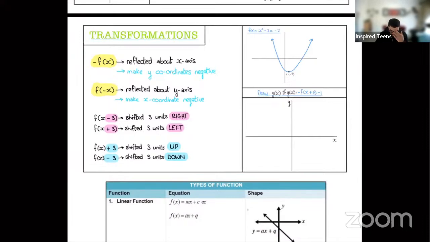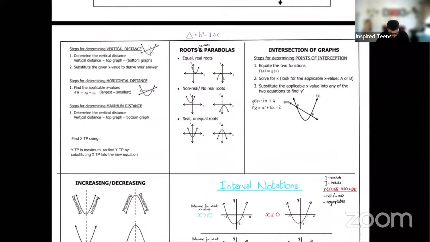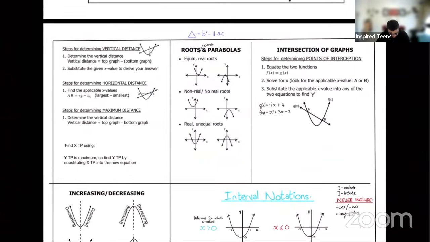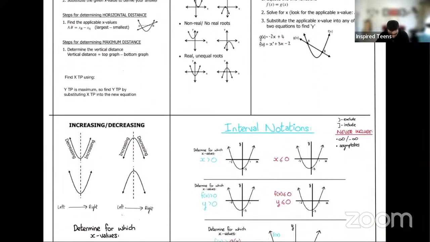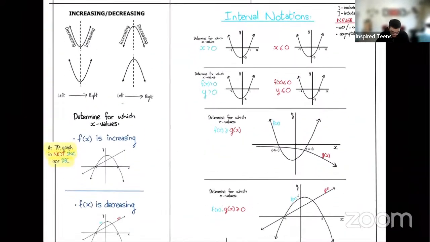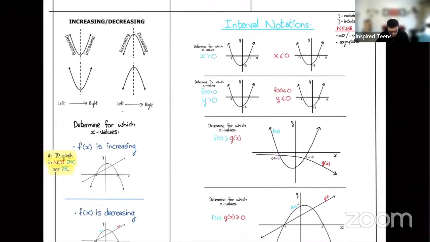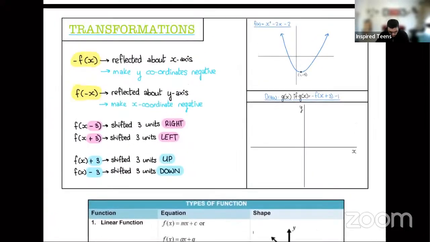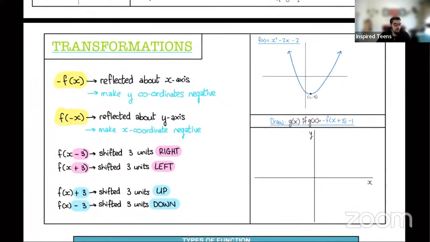Now, today, we're going to start off with discussing transformations to graphs, and then we're going to continue with, hopefully, vertical distance, horizontal distance, maximum distance, roots and parabolas, intersections of graphs, and hopefully get to intervals. Intervals is the last part that we're going to discuss, and I feel like a lot of people struggle there. That's a difficult part. So today's lesson, we're probably doing the hardest stuff of functions, generally noted as the more difficult things. So give me 1 second and then we can start.